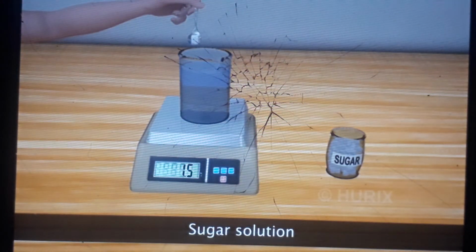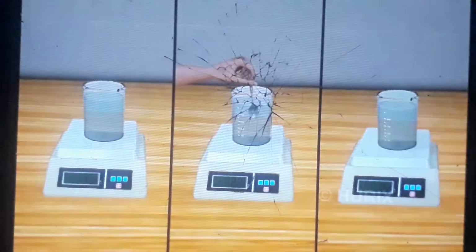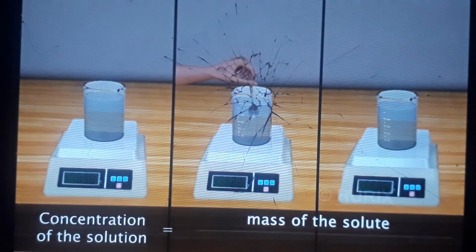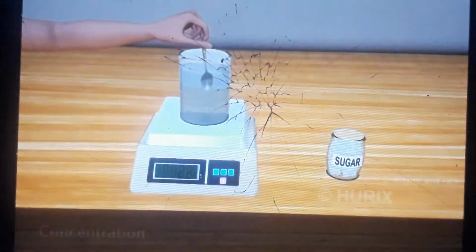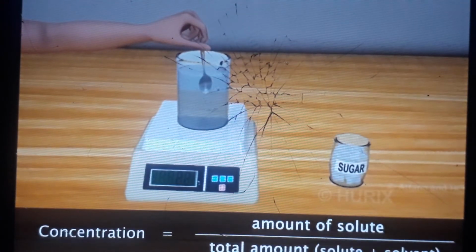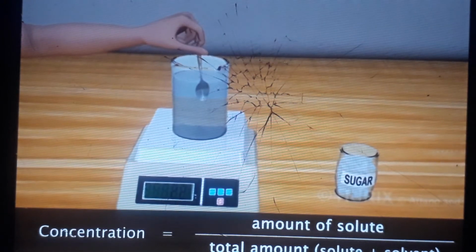Okay, if this is the case with solids, what about a liquid solution? Where is the space occupied by the solute? It is uniformly spread throughout the solution. Hence, we need to consider the amount of solute present in the total amount of solution. This is called concentration. Generally, concentration is the ratio between the amount of solute and the total amount of solute and solvent.